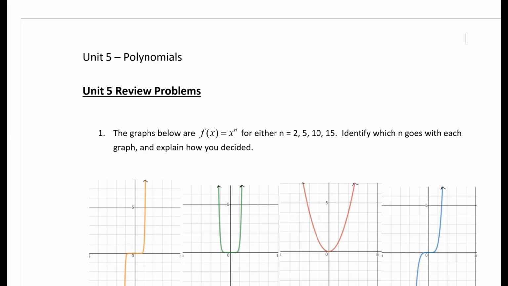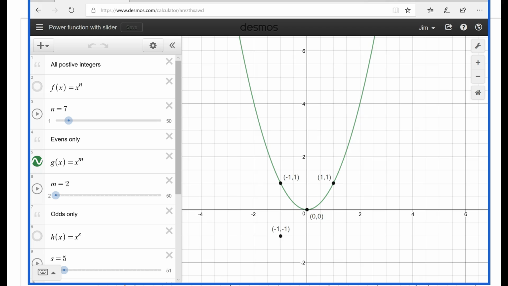Okay, Unit 5. Unit 5 is all about polynomials, and if you may recall, we start this off with the exploration of this function right here, f of x equals x to the n. That's called a power function, and we started off by trying to understand how that thing behaves based on different values of n. So before jumping into a couple of these problems, I thought a quick little review might be helpful if we go back to Desmos here. And this is something we looked at in class.